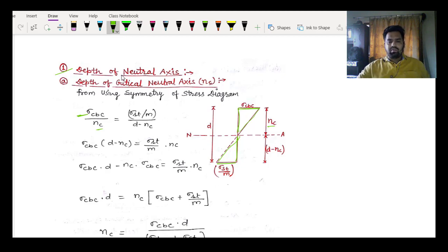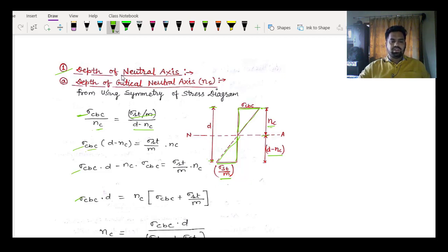For the other triangle we equate sigma st by m whole upon the remaining depth. The total depth is small d and from top to the neutral axis is nc, so the remaining will be d minus nc. So sigma st by m whole upon d minus nc. Now we will simplify it because we have to find the nc value, using these steps. You can skip them, but when the question asks for a derivation you have to show all these steps.